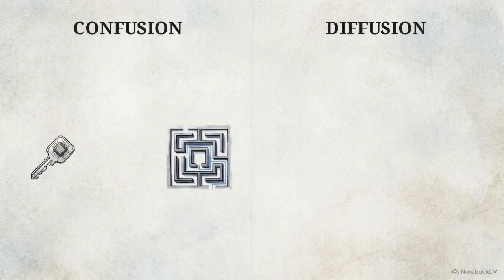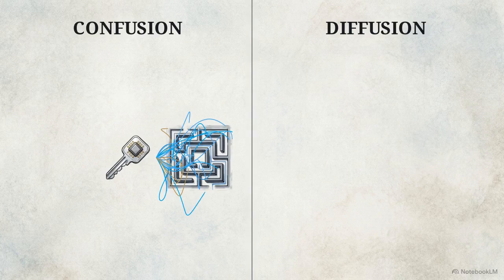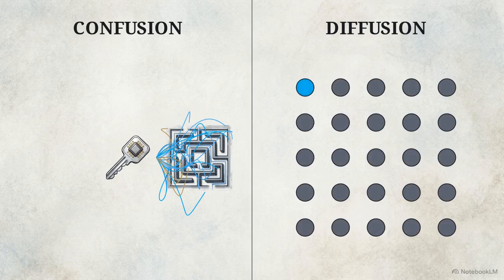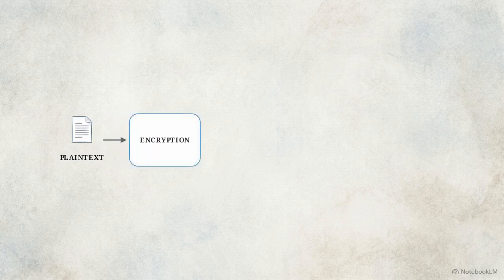Confusion breaks the statistical relationship between the ciphertext and the key. Diffusion works across the data, ensuring that changing a single plaintext letter causes a ripple effect that alters multiple characters across the ciphertext. In a symmetric or private key encryption system, the workflow is highly efficient.